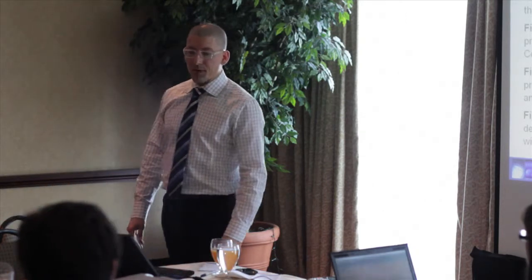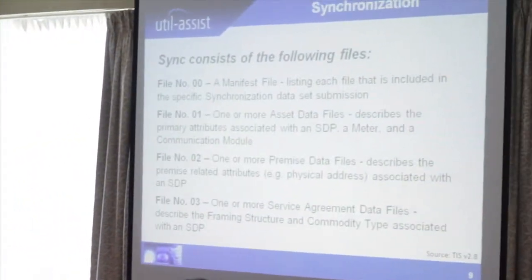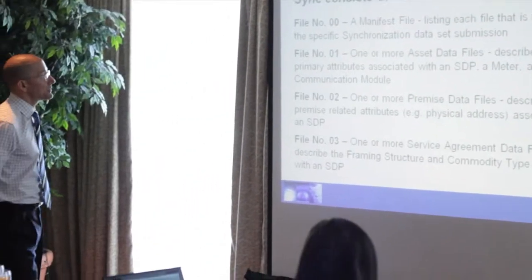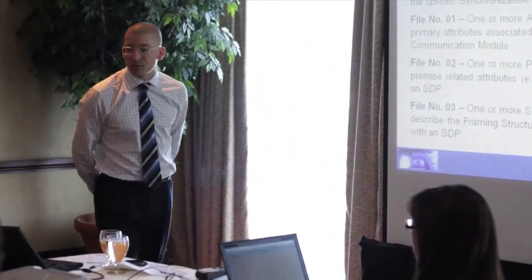I've mentioned a couple times today that sync files are actually a set of files. Here's a listing of the files. File 0 is what's called a manifest file. It tells the MDMR what to expect with this file set. Each of the files has sequence numbers. So the manifest file will tell MDMR this is file set number 42, and it's coming along with 2 file number 1s, 1 file number 2, 3 file number 3s, and so on.